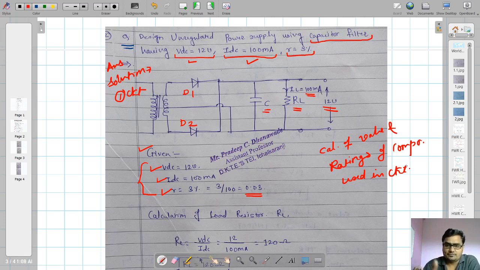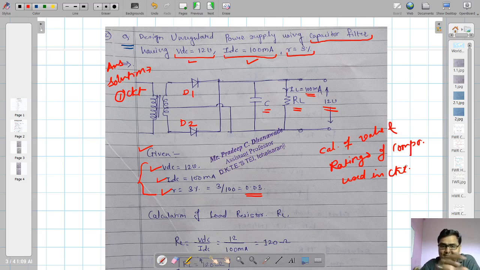So the first thing you started with is the circuit diagram, that is done. Then the given things, and then let us start with the design: calculation of value and ratings of the components which I am using in the circuit. Now see what is there in the circuit. The last component is the load resistor. So let us calculate the load resistor first.